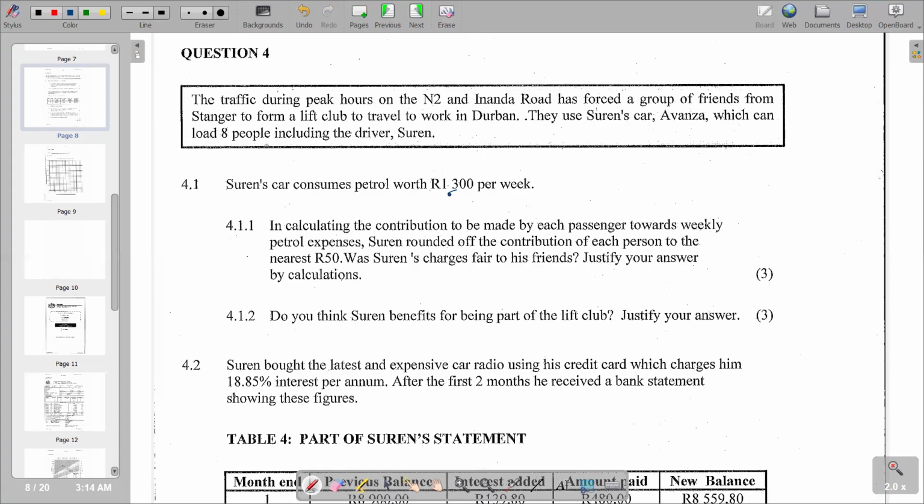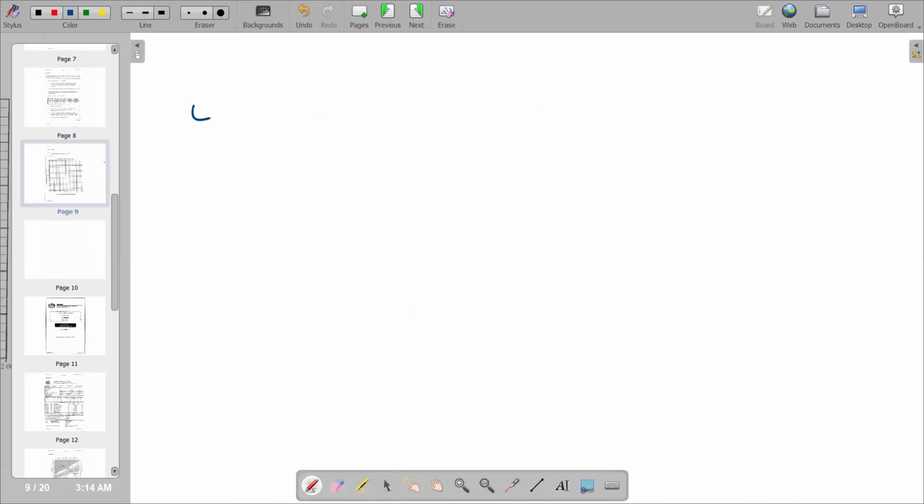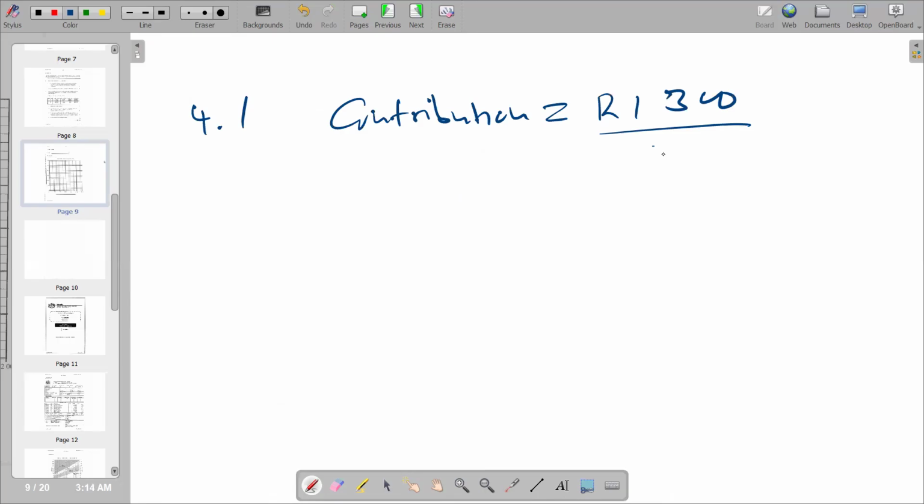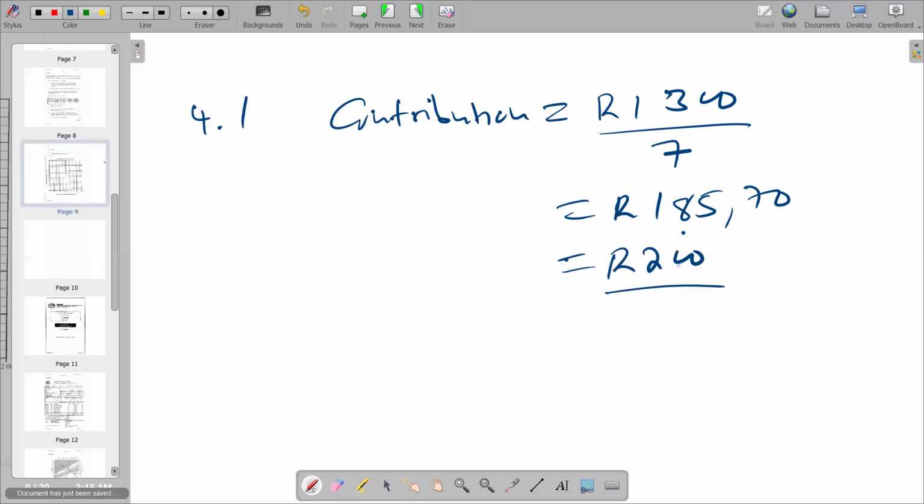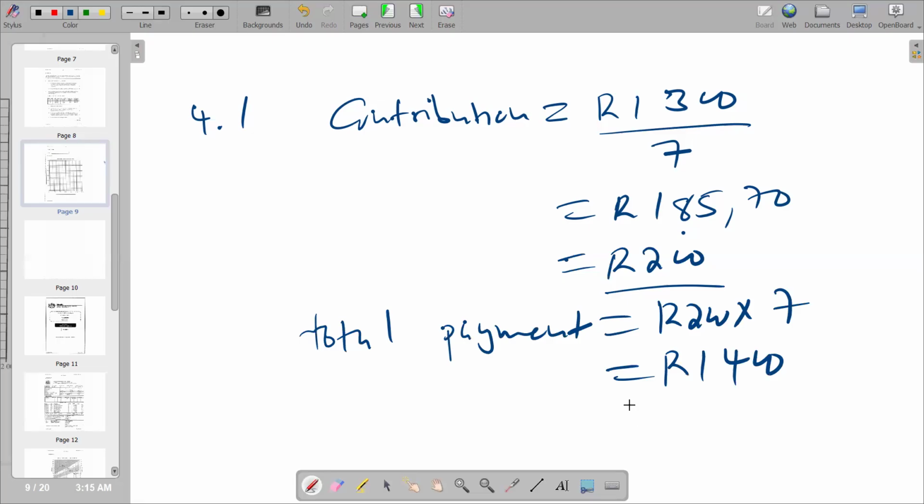So the car carries 8 people, but it will be including the driver, so 7 are going to pay. So I'm going to divide 1,300 by 7. By so doing, you are going to see that the answer is about 185, which rounds to 200 rands per person. So it means we know that there are 7 people, and the total payment is 1,400 rands.